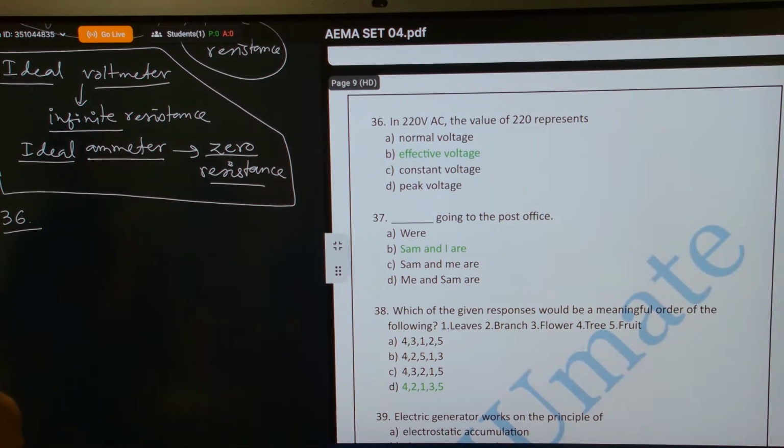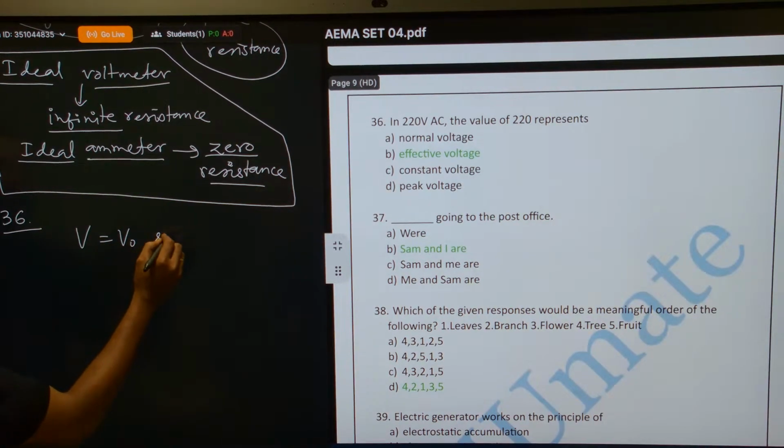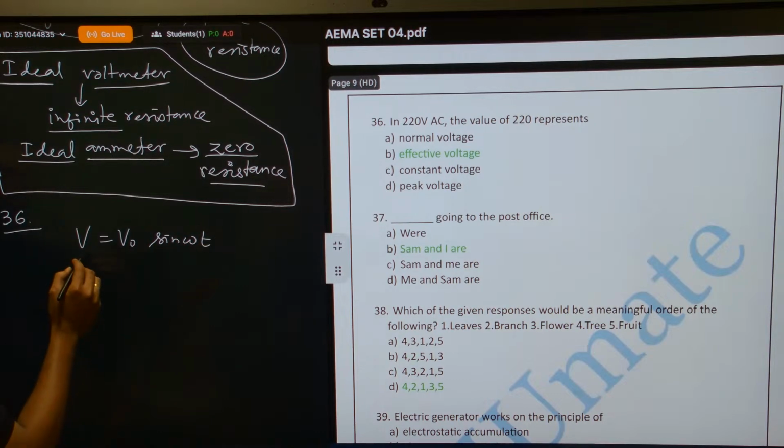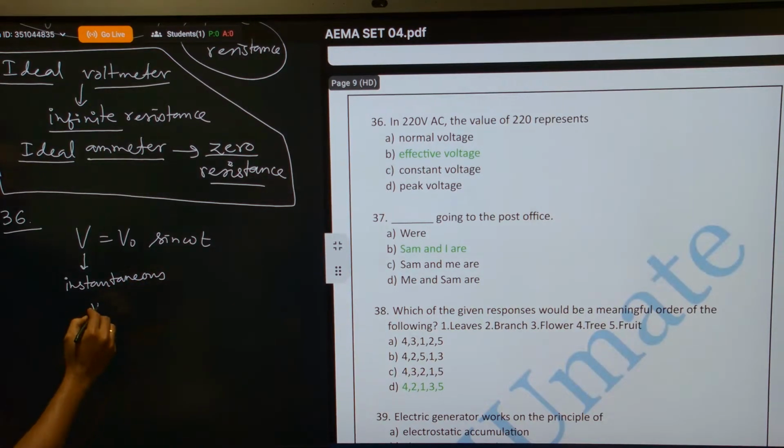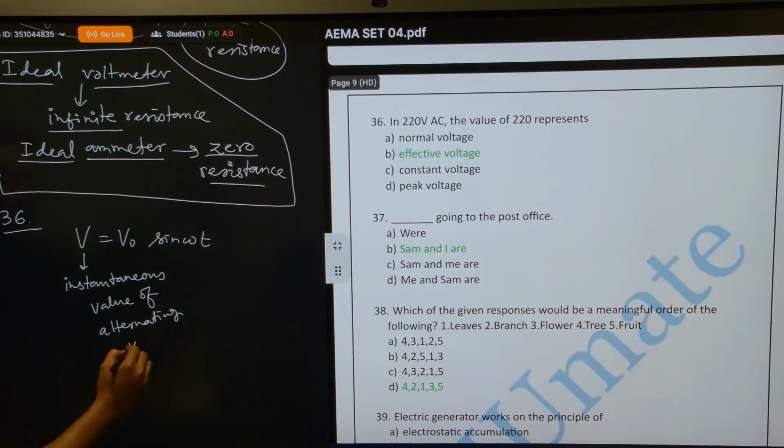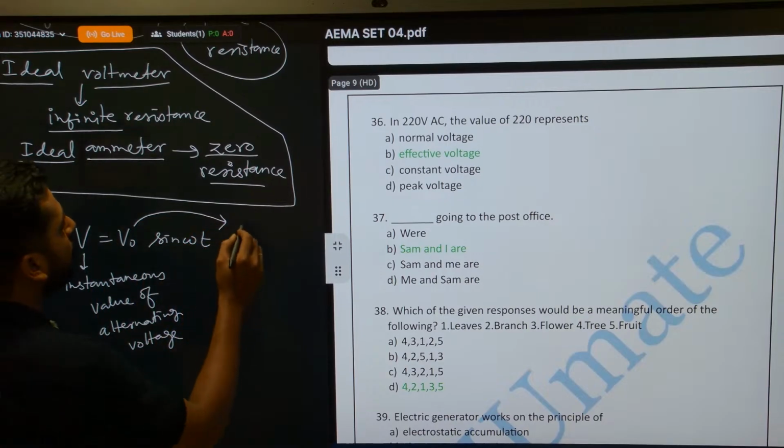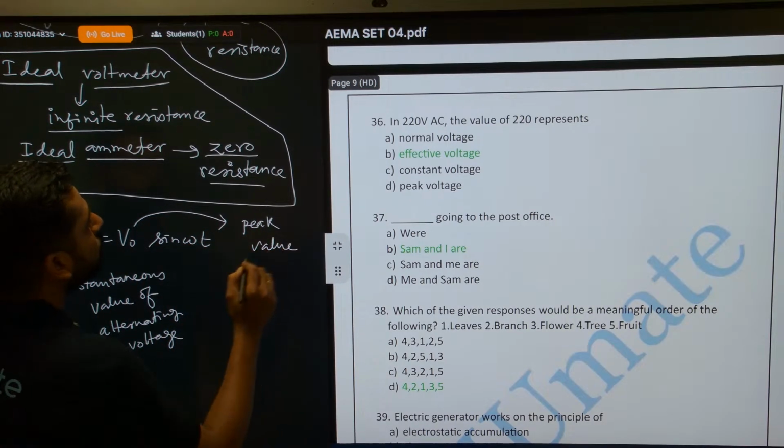In 220 volt AC, the value of 220 volt represents what? Actually, this is from the alternating current chapter. Let's say I write down V naught sine omega t. This represents the instantaneous value of alternating voltage. Though we haven't covered this, let's solve it. And we call V naught the peak value.